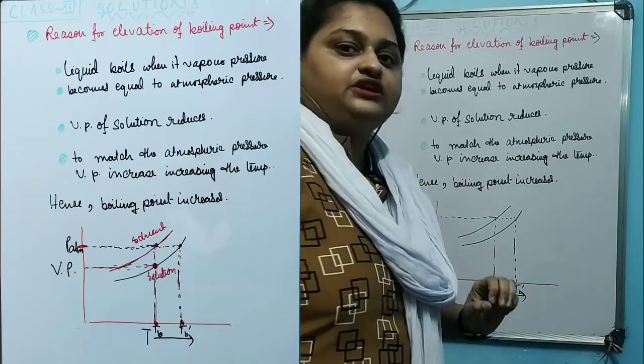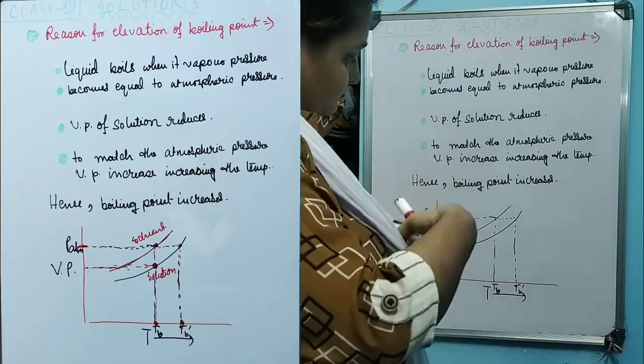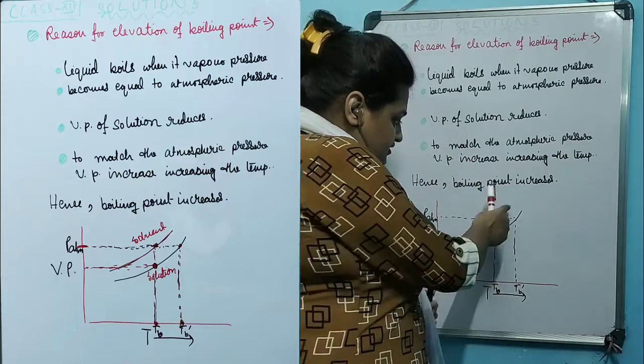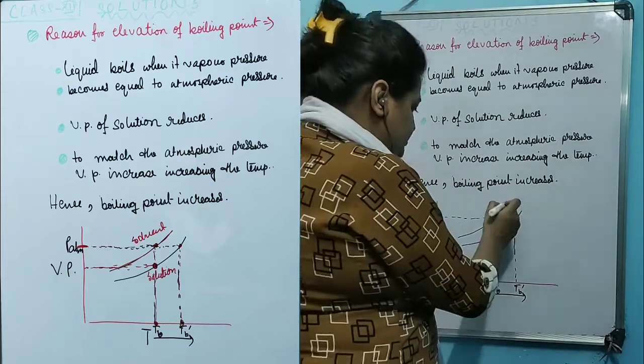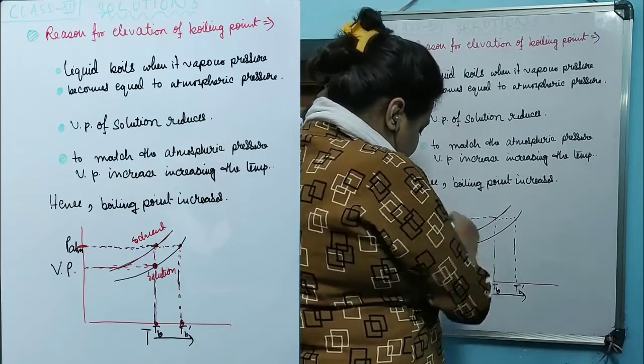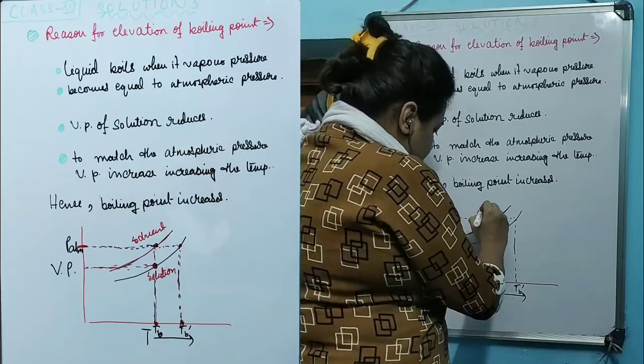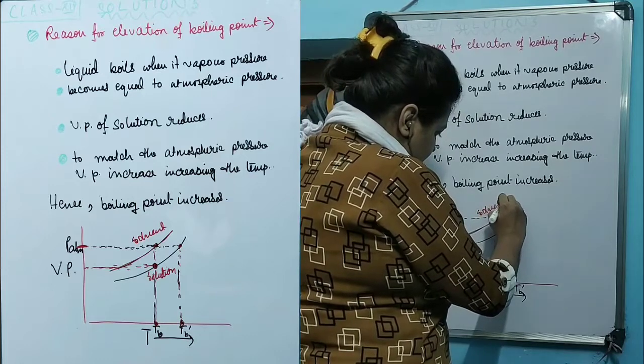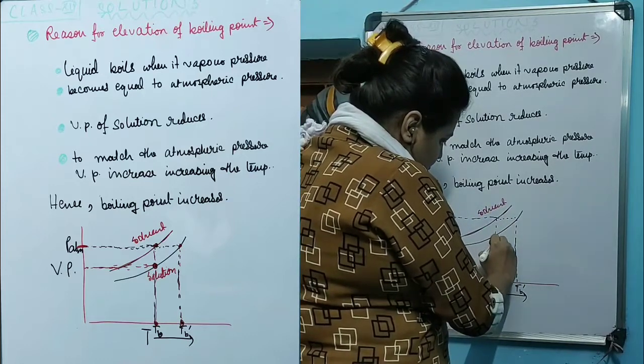This point represents the atmospheric pressure. Now in this graph, the first line shows the pressure-temperature plot for the pure solvent, and this one shows it for the solution.